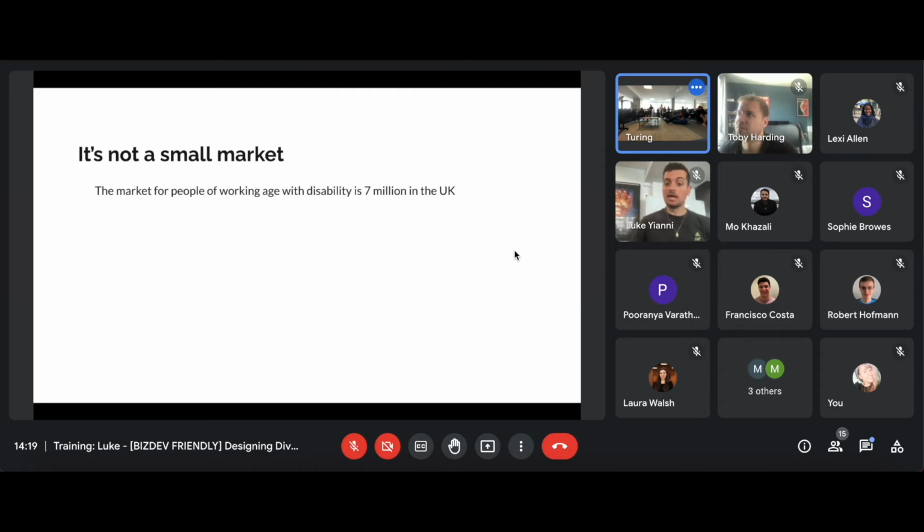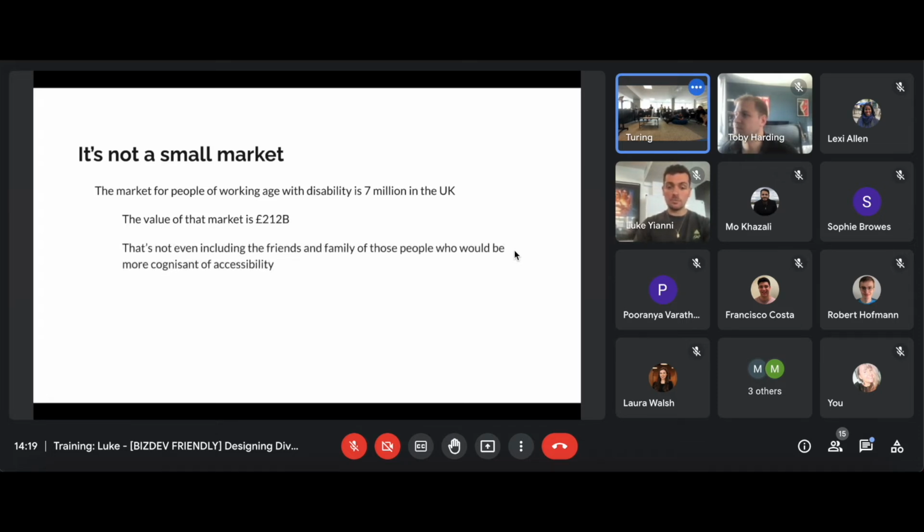In the UK, there are 7 million people of working age with a disability. The value of that market is 212 billion. So this isn't a case where you are solving a problem and making no profit. There's a monetary incentive to solve problems for people with disabilities, as well as the large population. It's also not even including friends and family of those people, who would be more cognizant of accessibility. Those people would care about these things as well.